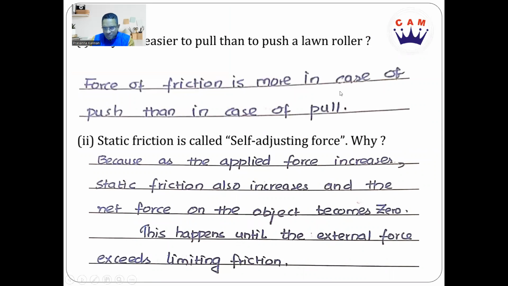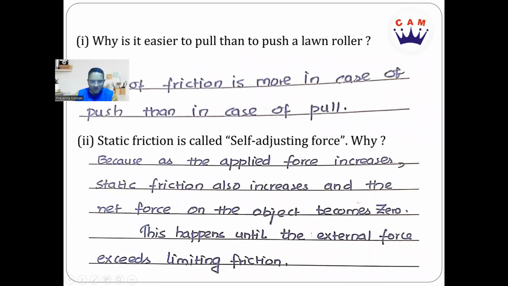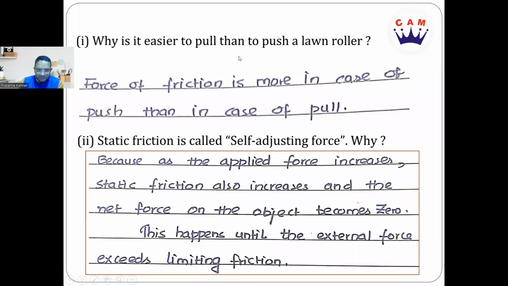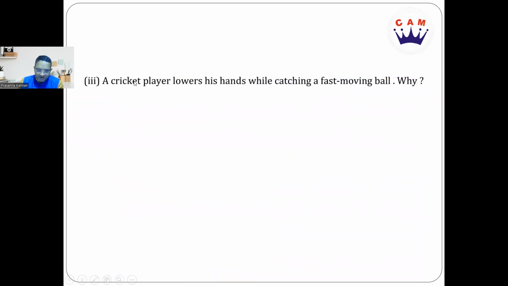Force of friction is more in case of push than in case of pull. That would be the answer which will fetch you 1 mark. The next one: static friction is called a self-adjusting force because as the applied force increases, static friction also increases and the net force on the object becomes 0. This happens until the external force exceeds the limiting friction. Clear?